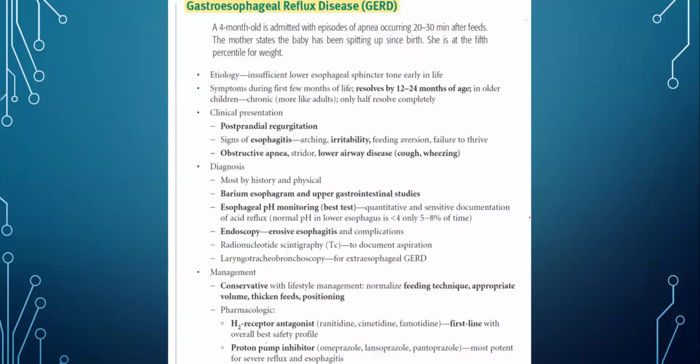And the treatment is basically repair. So surgical repair is the treatment. Okay. So that was about your esophageal atresia and esophageal atresia with fistula.